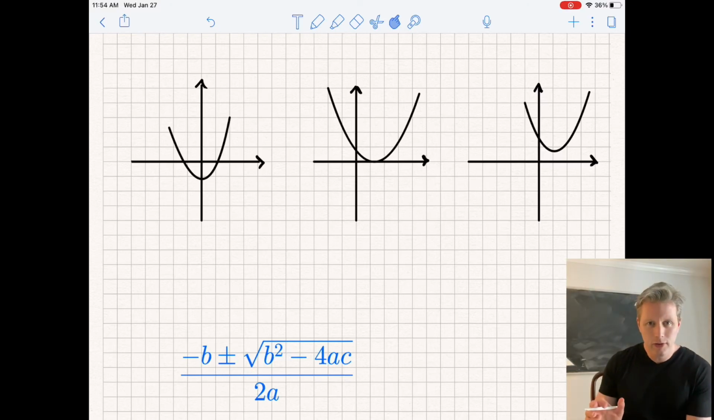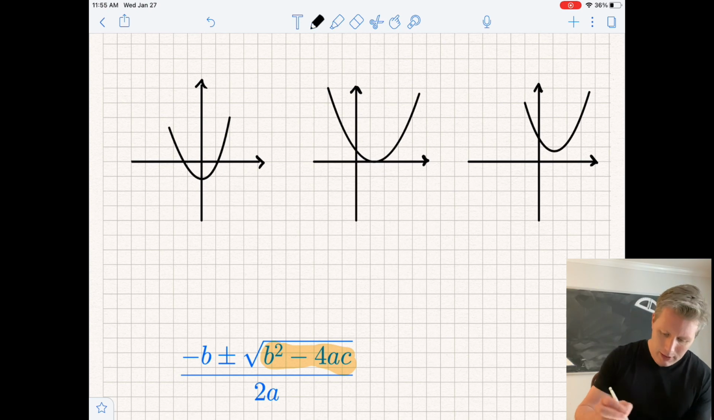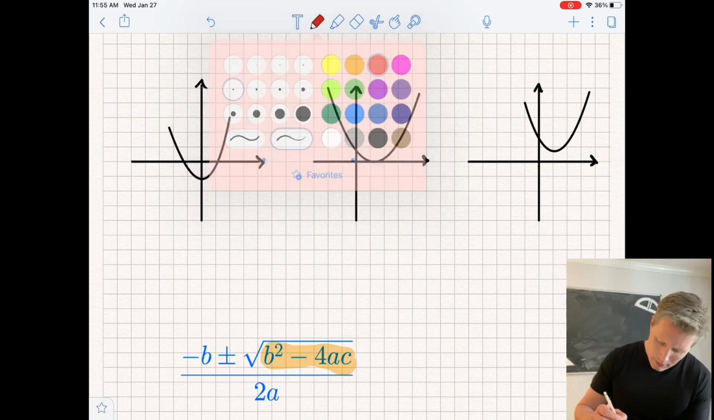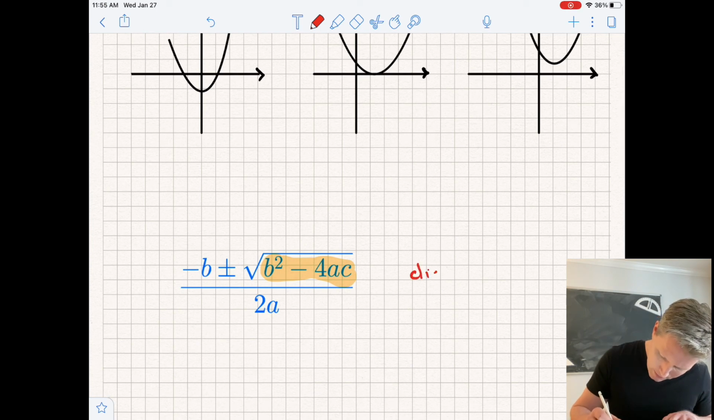All right, guys, in this video, I'm going to talk about the nature of the roots of a quadratic function. The roots of a quadratic are given by the quadratic formula, minus b plus or minus the square root of b squared minus 4ac all over 2a. This b squared minus 4ac, this part right here, is what determines for us the nature of the roots. It's given a particular name. It's called the discriminant.